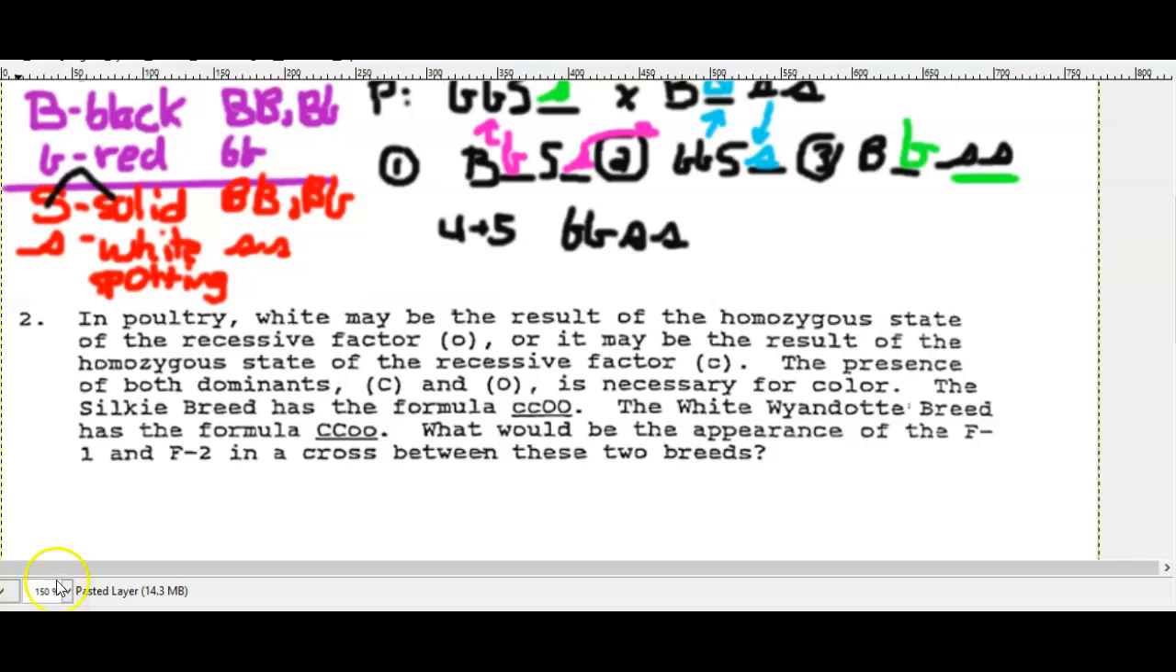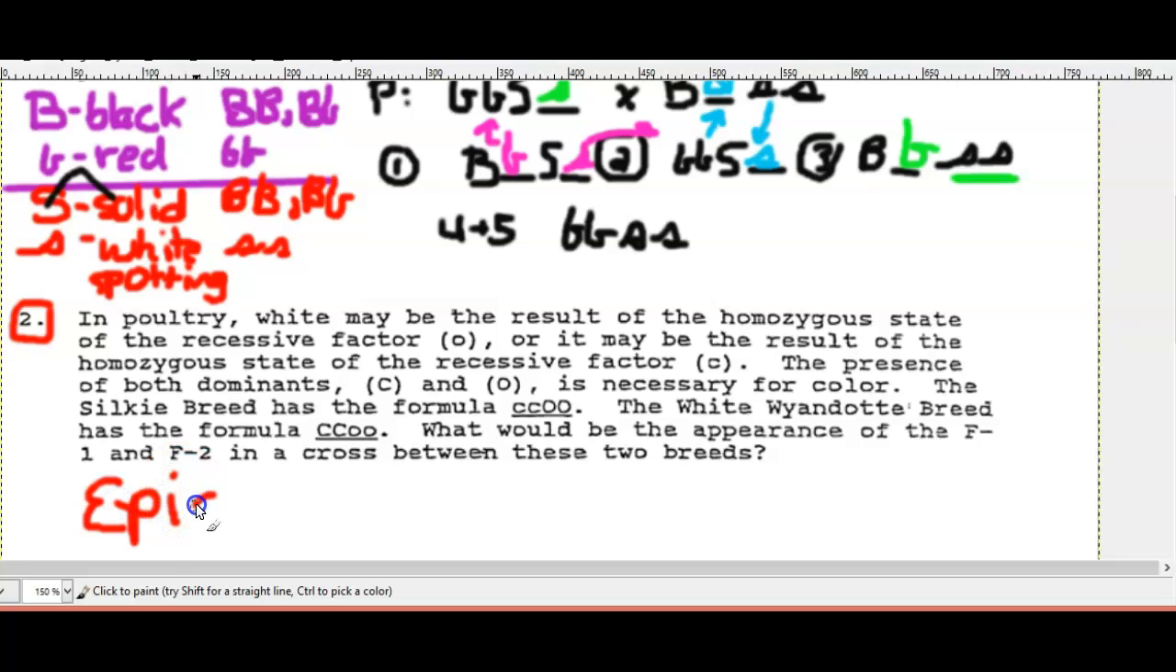Alright, we're not going to actually do this one right here. But I want you to write this word in the margin right here. Write this word, epistasis. Epistasis. So go ahead and write that word, epistasis. We'll talk about that later.